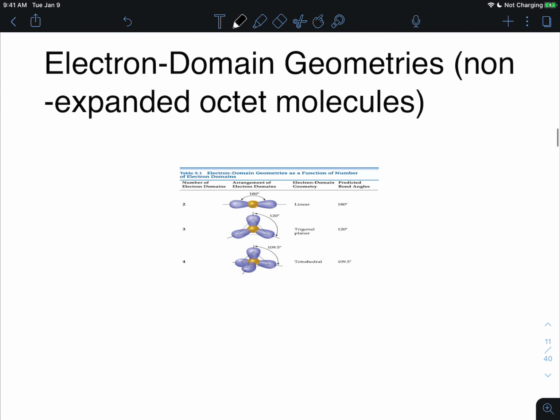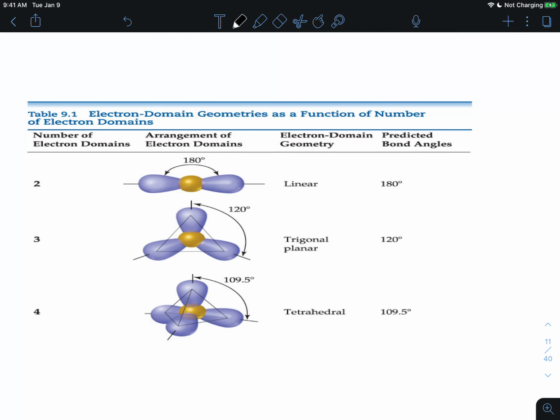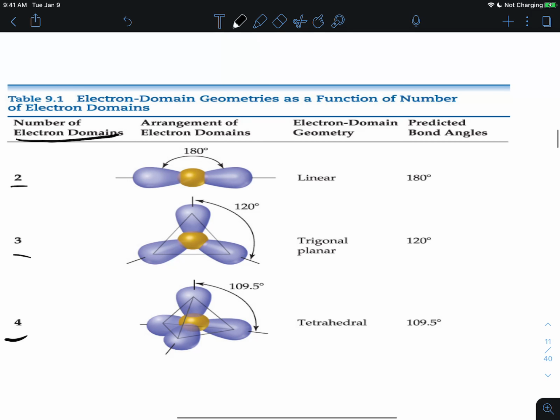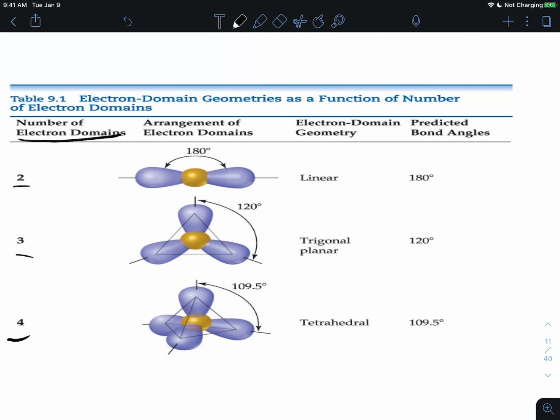So here are our electron domain geometries for our non-expanded octets. If we zoom in here, they are the same thing we looked at earlier, but our electron domains can be bonds or electron pairs. So we have 2, 3, or 4 electron domains. If we have 2 electron domains, the furthest we can get them away from each other is 180 degrees. So the electron domain geometry is going to be called linear, and the predicted bond angles will be 180 degrees. That doesn't necessarily mean that's going to be the actual bond angles, but that's a predicted bond angle.